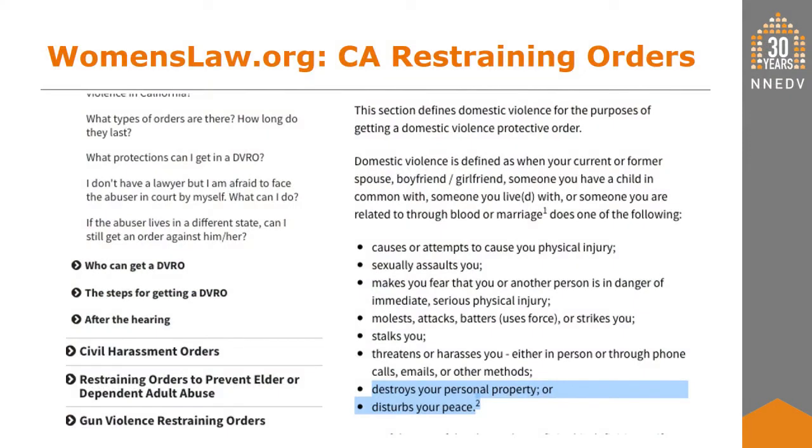That's a pretty serious allegation. No one wants someone coming into their home. That's definitely a violation of your personal space, and I would consider that abuse. So we took a look at the California definition of domestic violence, which includes destroying personal property and disturbing your peace. So when you're drafting up your petition, you want to keep those in mind, because some of the incidents that she's complaining about here may qualify under these other forms of abuse, destroying your personal property and disturbing your peace.